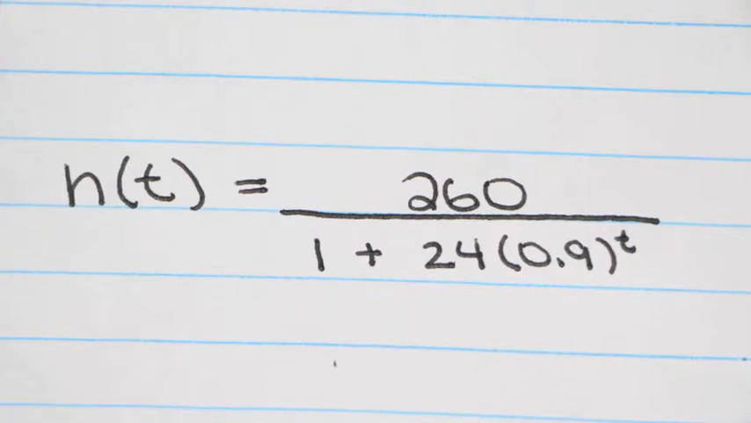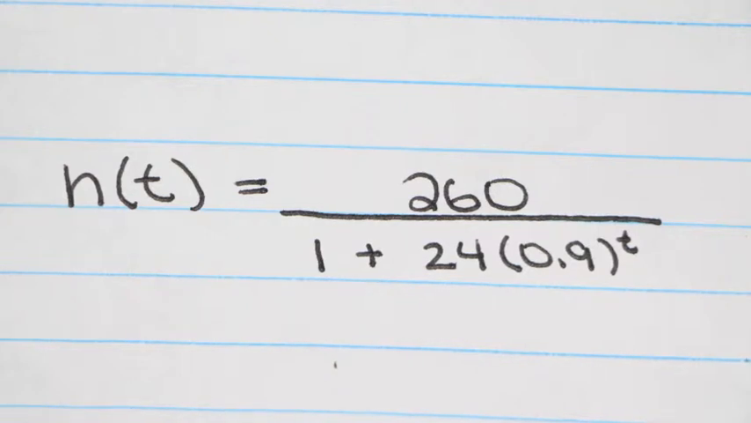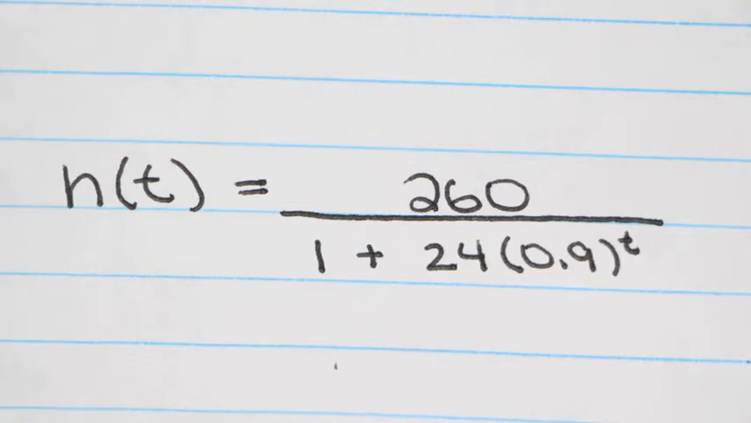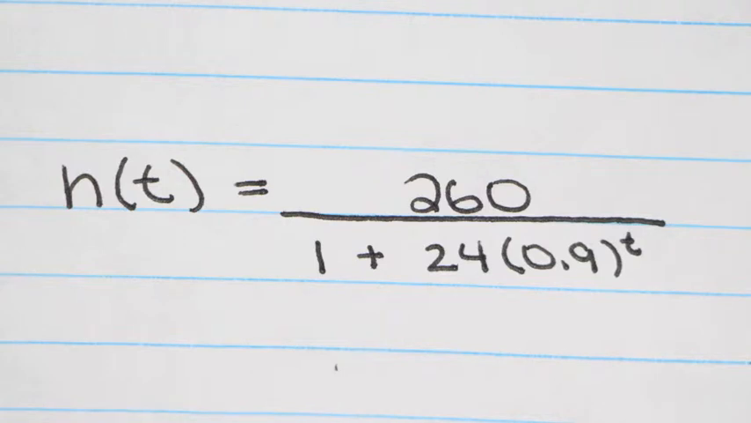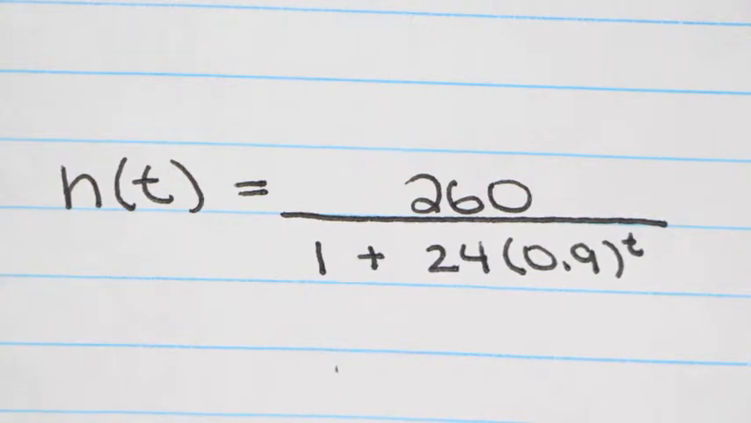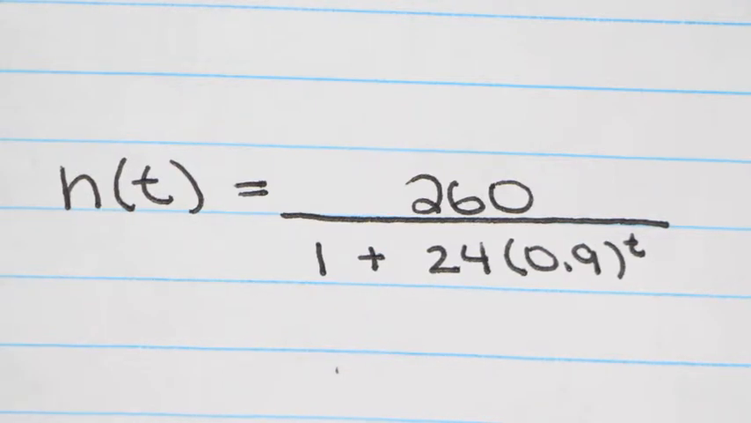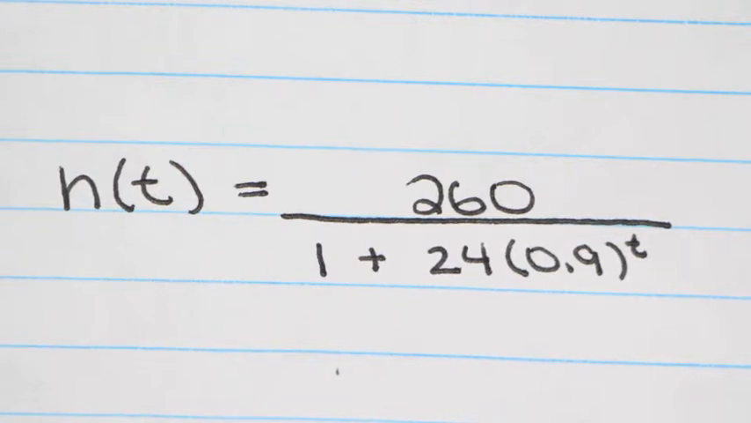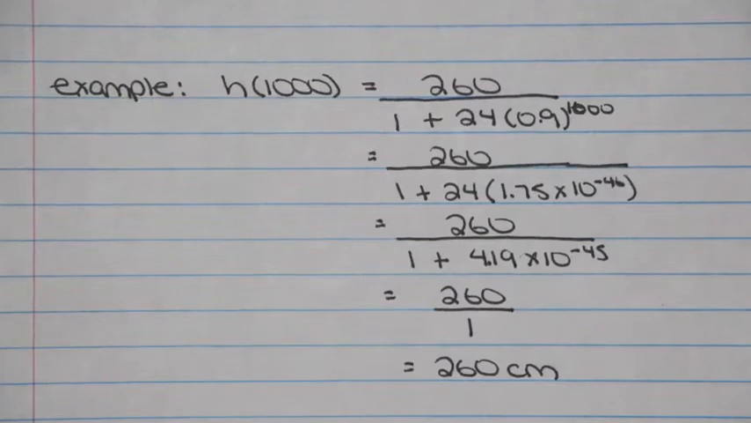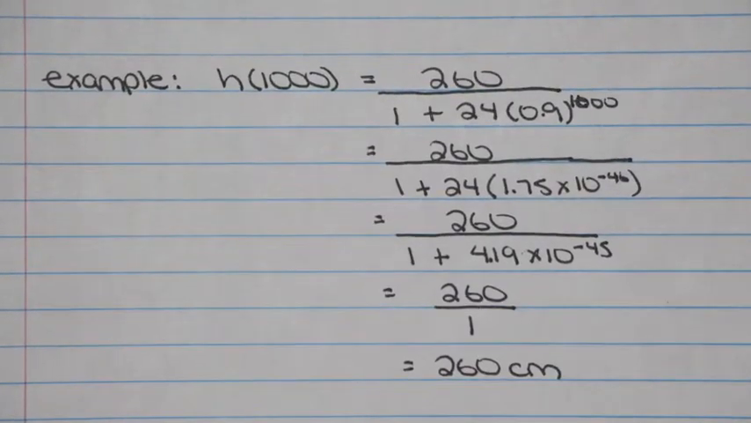Since the denominator is 1 plus 24 times 0.9 to the power of t, it will equal 1 if 24 times 0.9 to the power of t is equal to 0. 24 times 0.9 to the power of t will equal 0 if 0.9 to the power of t is equal to 0. When a number less than 1 is multiplied by itself, its value becomes closer and closer to 0 each time. Therefore, if 0.9 is raised to a large exponent, its answer would be close to 0. To prove this, I solved for h of 1,000 and it equaled 260.